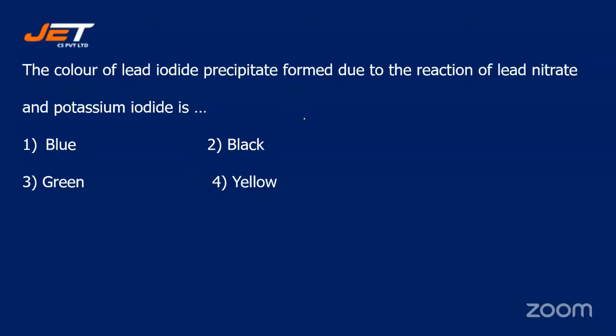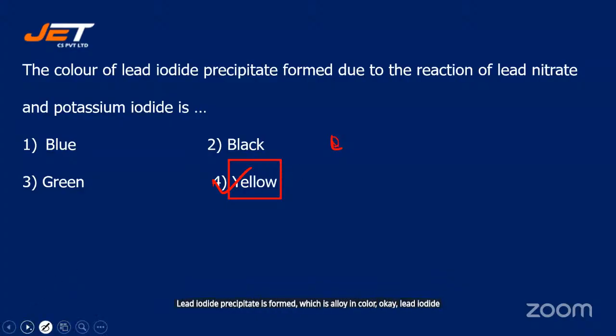So Shrutasya has mentioned it as yellow. Vasant has mentioned it as option 4, that is yellow. So the right option is yellow color. When lead nitrate reacts with potassium iodide, lead iodide precipitate is formed, which is yellow in color. Lead iodide is yellow in color.